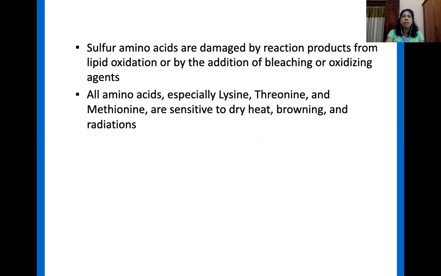Sulfur amino acids are damaged by reaction products of lipid oxidation, or by the addition of bleaching or oxidizing agents. So if we use a bleaching or oxidizing agent during processing, the sulfur amino acids can be damaged very quickly. And if the sulfur amino acids are damaged, they are removed from the system, so the nutritional quality is no longer there.